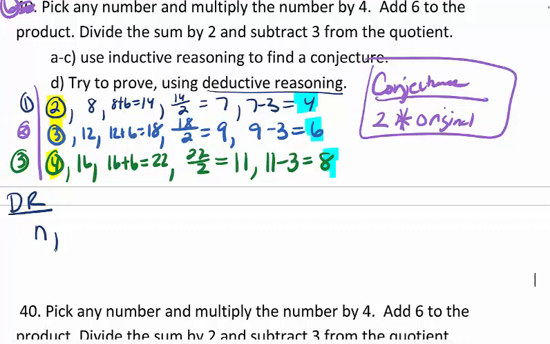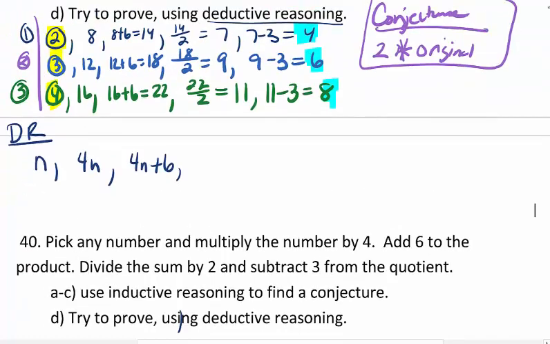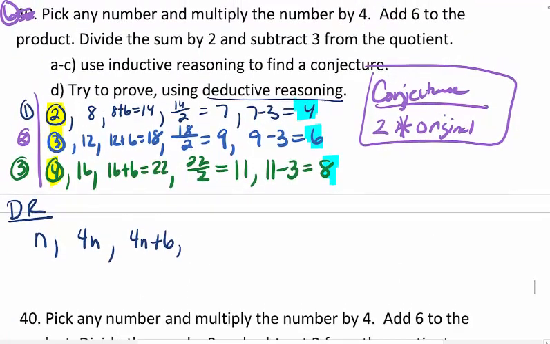We're going to multiply this number by 4. So that's 4 times n. We're going to add 6 to that product. We are going to take that sum, which is 4n plus 6, divide it by 2. If I can simplify, simplify.